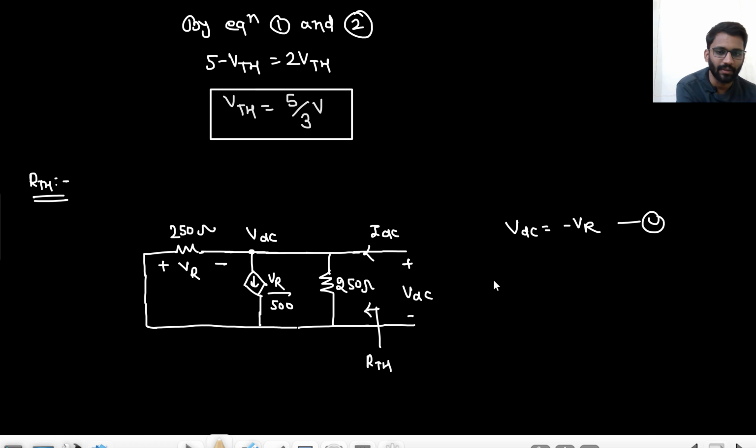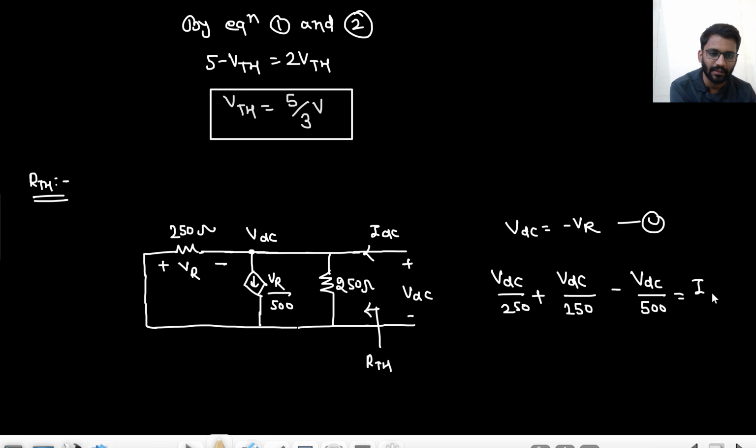Now you can apply the theorem. VDC by 250 plus VDC by 250. This current VDC by 250 plus this current VDC by 250 plus this current VR by 500. So VR is equal to minus VDC. So I will write minus VDC by 500 is equal to IDC. Are you getting my point? So this would be 3 VDC by 500. So your RTH would be 500 by 3.